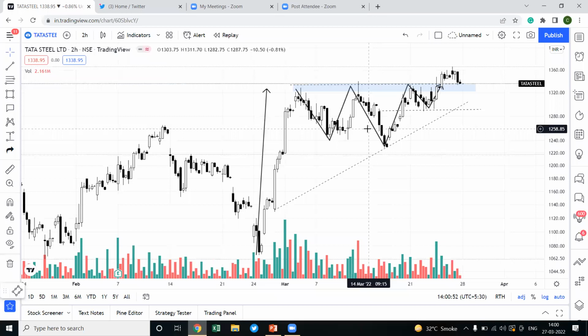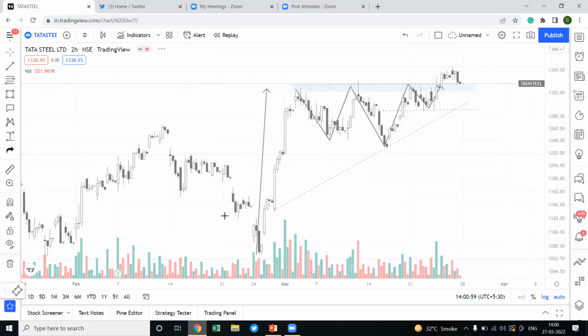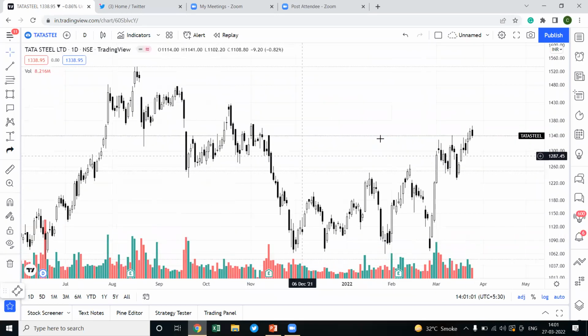So Tata Steel is looking good on the weekly chart. It has already broken out here as well. On the 2 hourly chart, we can see that it has broken out from the HNS continuation pattern, which is again looking good. Whereas on the daily chart, once it crosses this particular resistance level of 1375, the next level is 1430, and after that it is near the 1500 mark.